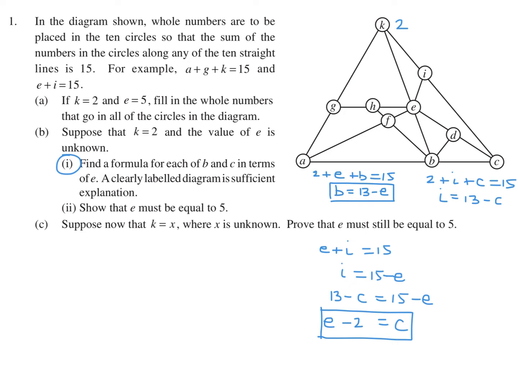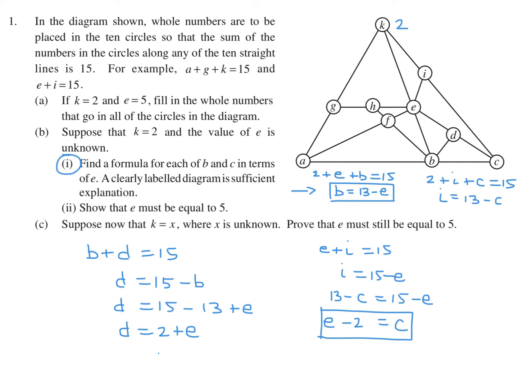Let's move on to part 2. Show that E must be equal to 5. Where do I want to look here? B, D. Let's look at this line right here. That line tells me that B plus D is equal to 15, so D must be equal to 15 minus B. We have already figured out that B is equal to 13 minus E, so let's substitute that in. 15 minus 13 plus E, it would be minus minus, so this is 2 plus E.